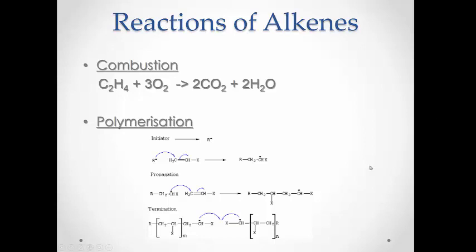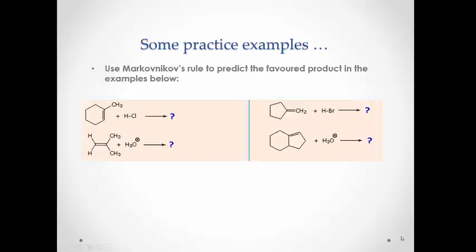Okay, so again, we've got our combustion reactions and we've got our polymerization. So we've got our initiation reaction, we have our propagation reaction, and we have our termination reaction. Okay, so here are some examples to work through. Which side will get the hydrogen and which side will get the chlorine? I'll give you a little bit of time to think about this.